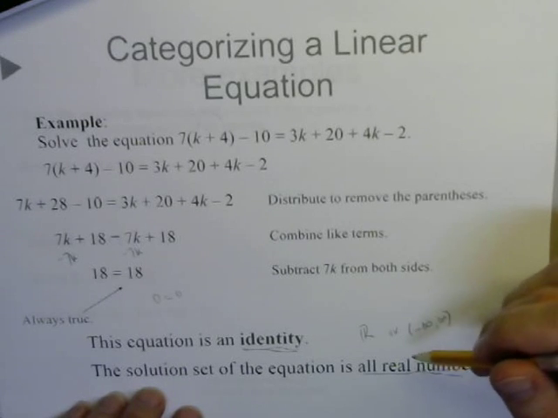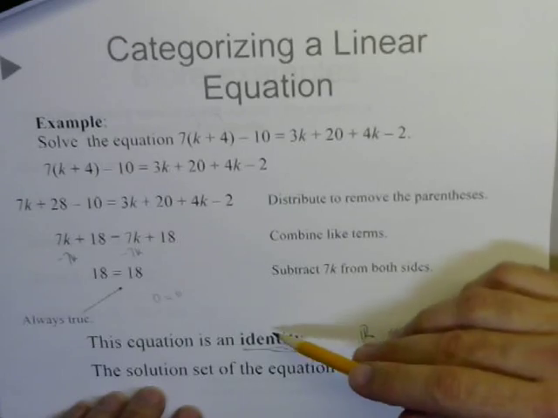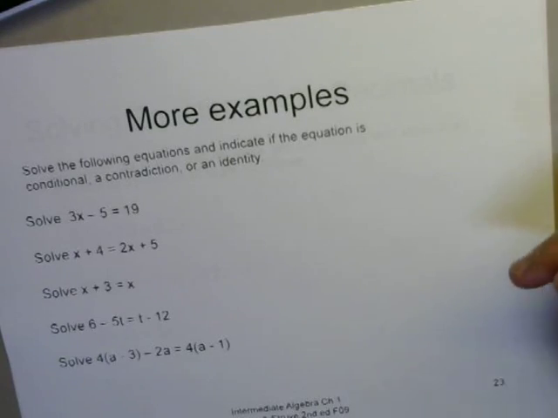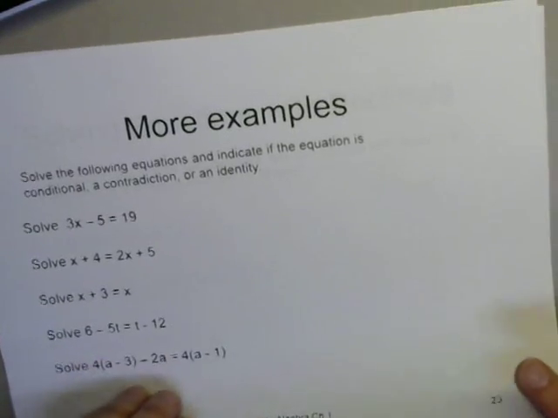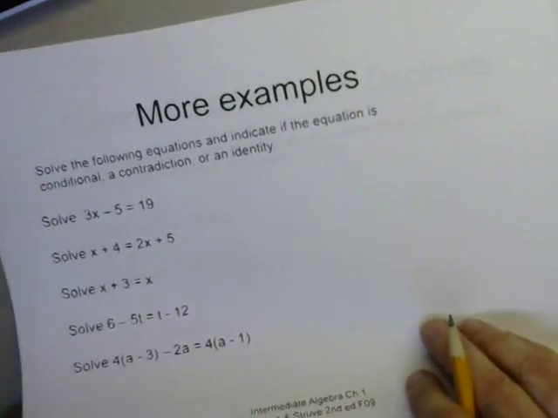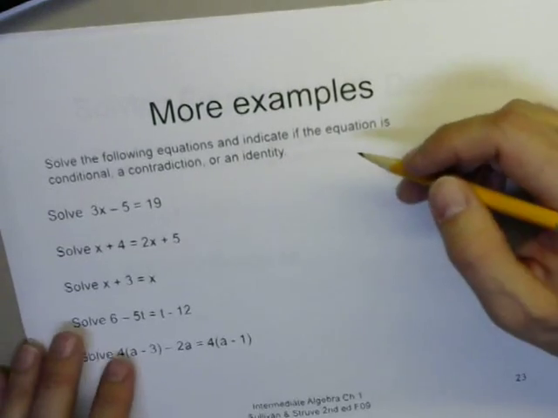My math lab might ask you to write the answer in a particular way, so make sure you pay attention to that. But on the written exams, you can write it whichever way you want to. So let's maybe go ahead and take a look at some other examples here and see if we can indicate whether these are conditional, contradictions, or identities.